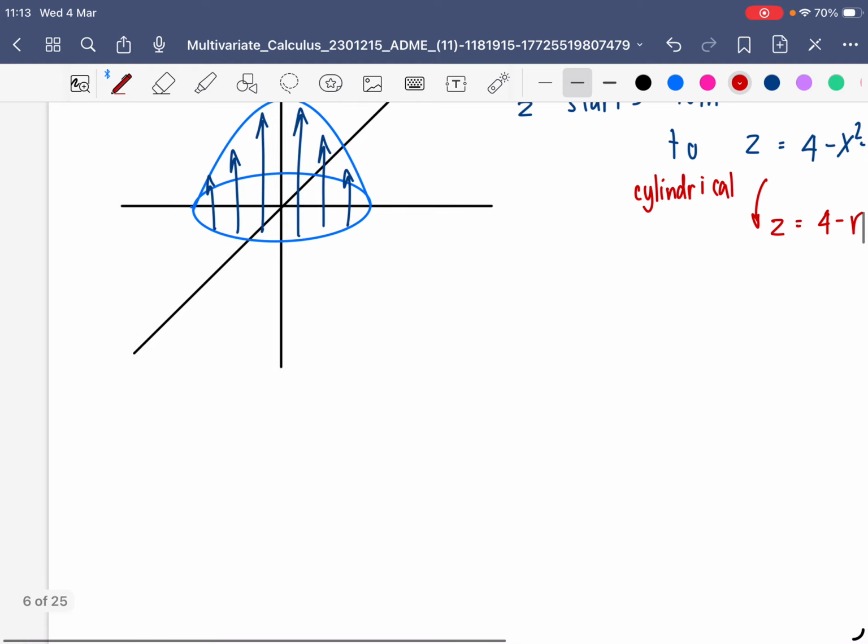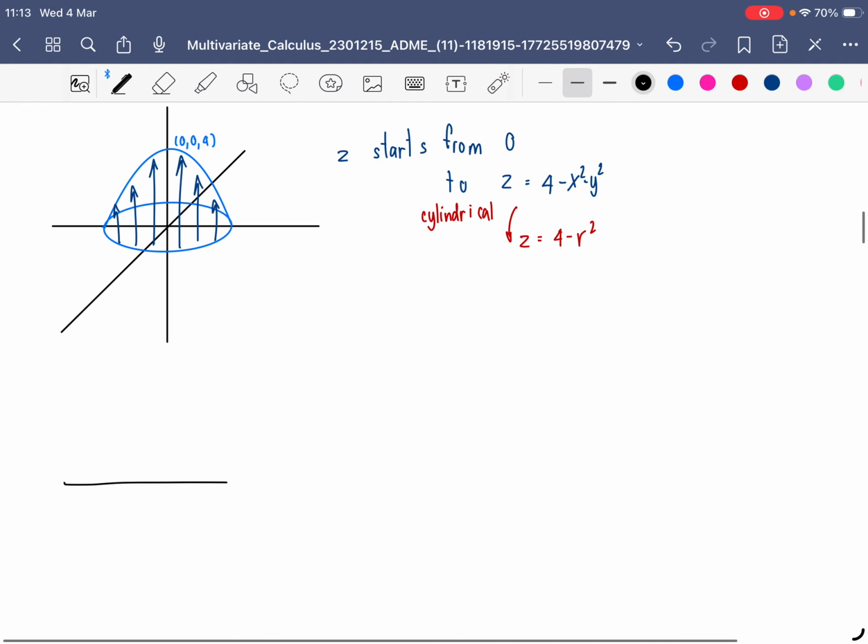So now you get the domain of integration for z. Next, I'm going to project this onto the xy plane. So what is the widest part of the elliptic paraboloid? It's when z is 0, right? z is 0.